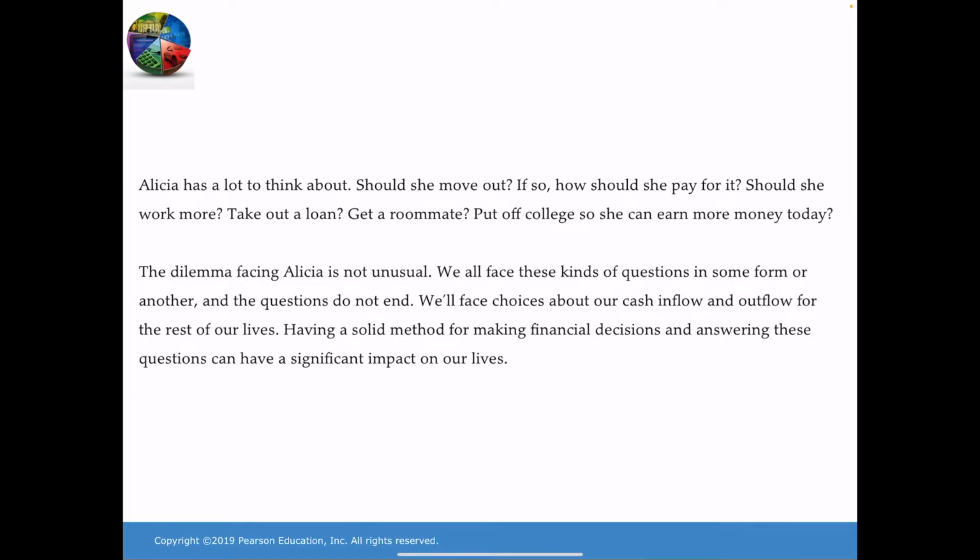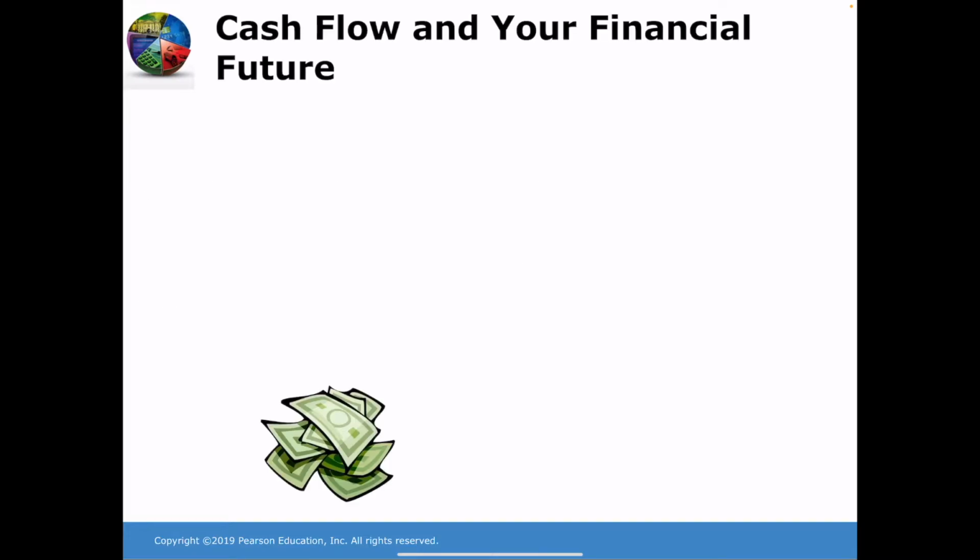Should she move out? If so, how could she pay for it? Should she work more, take out a loan, get a roommate, put off college so she can earn more money today? The dilemma facing Alicia is not unusual. We all face these kinds of questions in some form or another, and the questions do not end. We'll face choices about our cash inflow and outflow for the rest of our lives. Having a solid method for making financial decisions and answering these questions can have a significant impact on our lives.